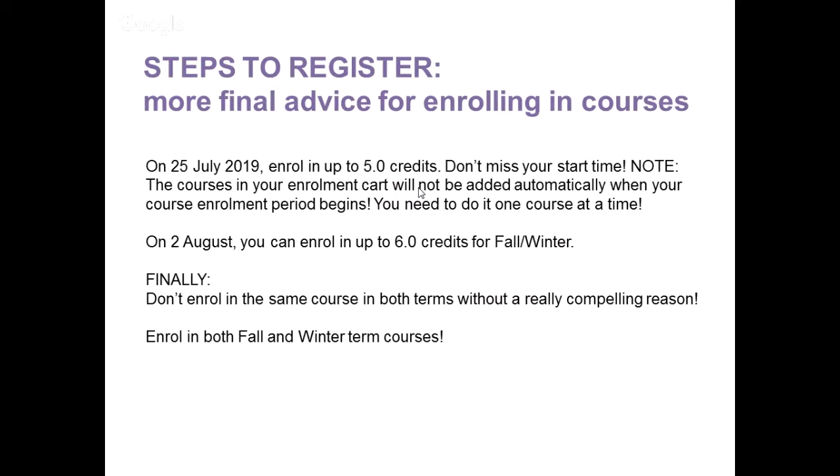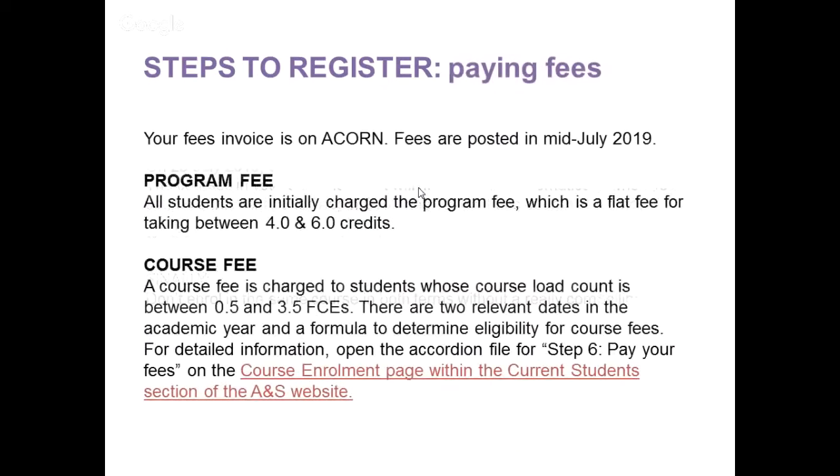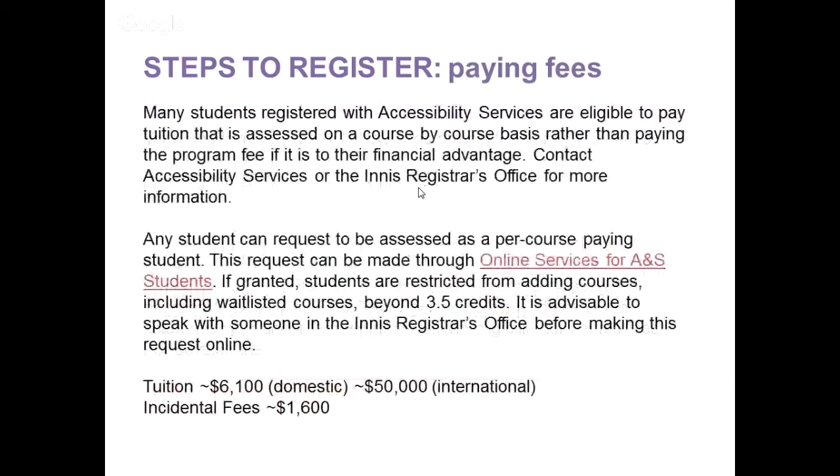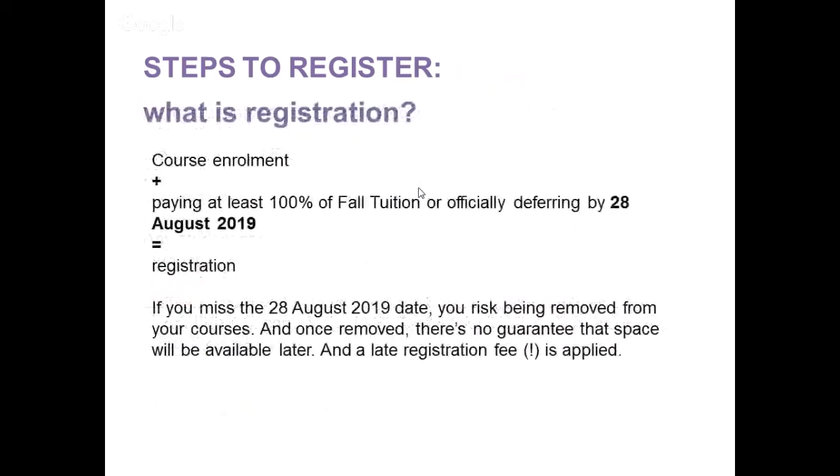Repeat. On the 25th, don't miss your chance to sign up for your courses. It's your best chance. On the 2nd, you can add a 6th course. Then you need to pay for your courses. Daniela will be talking about paying for courses, but let me just tell you, you need to pay for your courses by the 28th of August or defer with OSAP. If you don't do this, then you run the risk of having all of your courses erased.